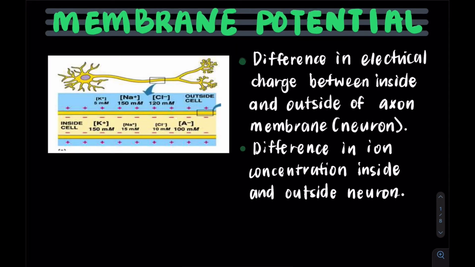In this video, we will look at membrane potential and resting potential. Membrane potential refers to the difference in electrical charge between the inside and outside of the external membrane. Membrane potential occurs due to difference in ion concentration inside and outside the neuron. The inside could be more negative and outside more positive, or the inside could be more positive and outside more negative.